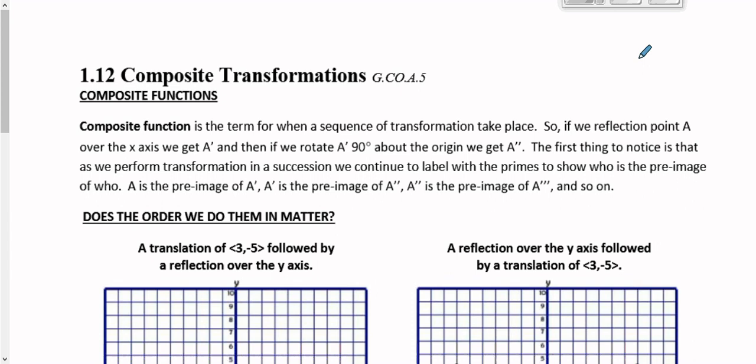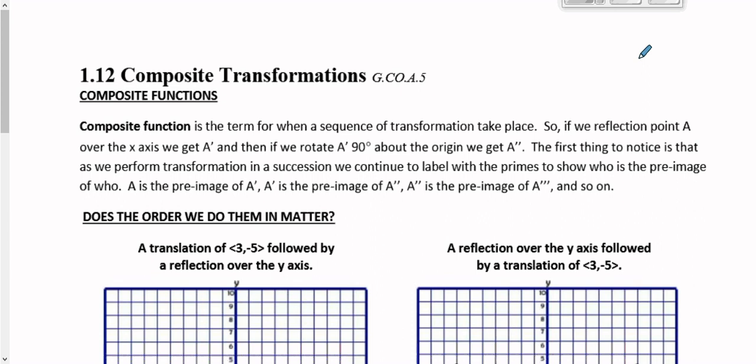So we've been doing transformations. Now it's just doing more than one of them, okay? Right, so you might do a translation, then a rotation. You might do a reflection, then a translation, or something like that. And it could be two, could be three of them. Now, what we're going to investigate here is that sometimes the order that we do them in might matter, and sometimes the order will not matter. The image will end up in the same place no matter what.